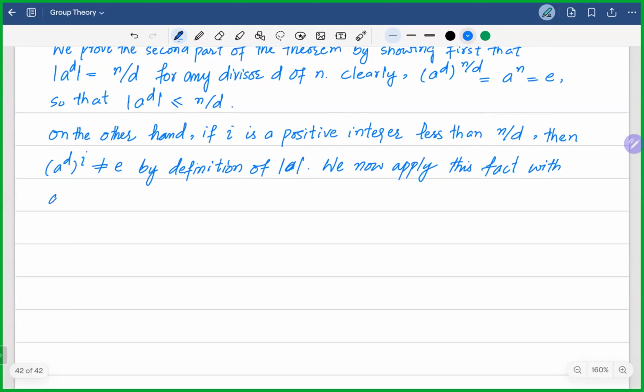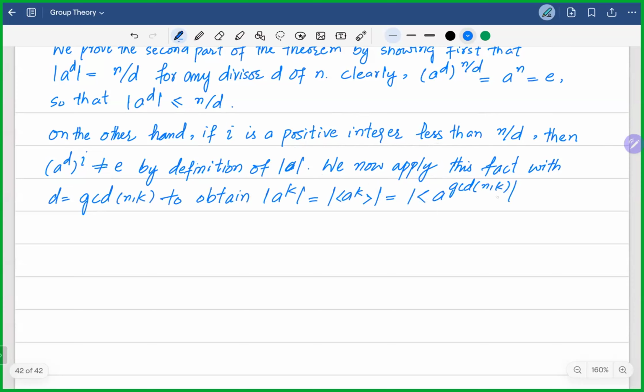With d equal to GCD of n, k, to obtain that the order of a power k is going to be equal to the order of the set generated by a power k, and this is equal to the order of the set generated by a power GCD of n comma k, and this is nothing but the order of a power GCD of n comma k, and that we have shown in previous theorems.